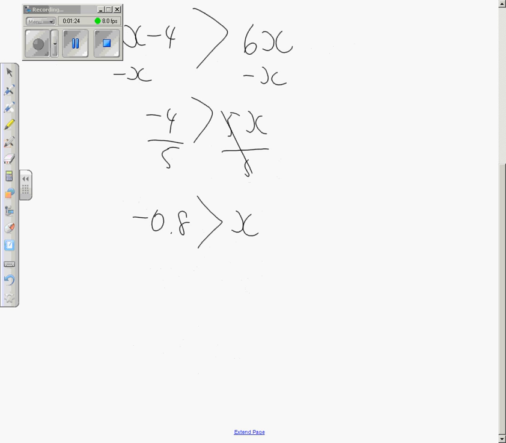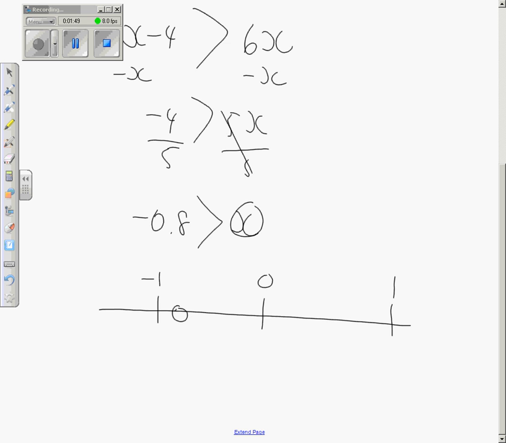And now that I have that, I can take my number line and put negative 1, 0, and 1. And negative 0.8 is right around here, but it doesn't include negative 0.8. But all numbers, oh, I read that wrong, didn't I? Oopsie daisy.